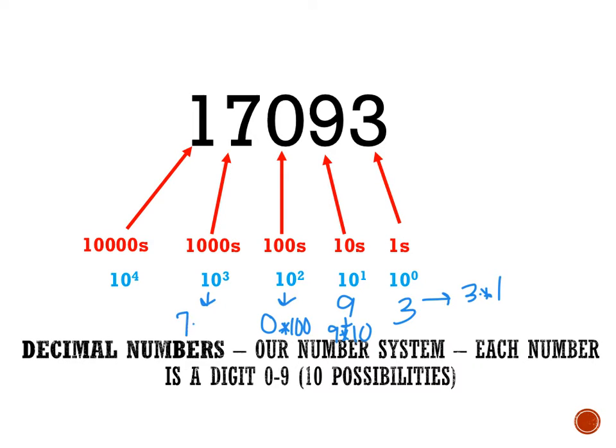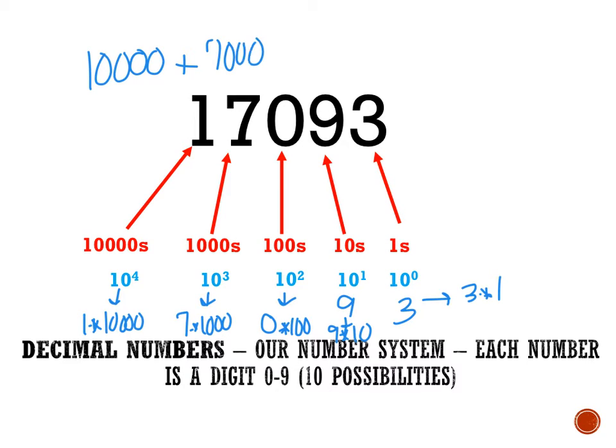This right here is saying you have 7 1000s. And this right here is saying you have 1 10,000. So really what's happening here is they're taking 10,000, that's your 1, plus the 7 1000s you have, which is 7,000, plus the 0 100s you have, which is 0, plus the 9 10s that you have, that's 90, plus the 3 1s that you have, and they're combining that all together to equal 17,093.